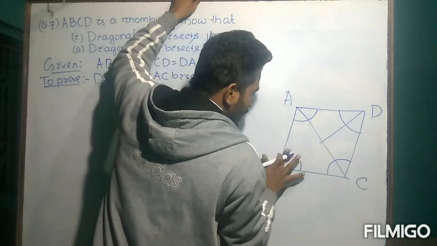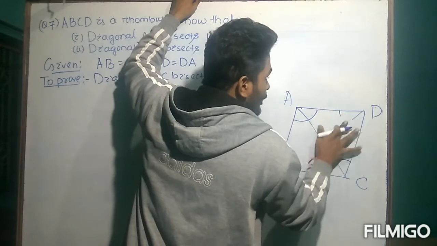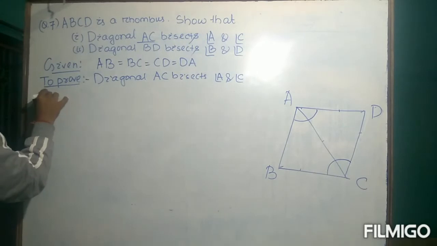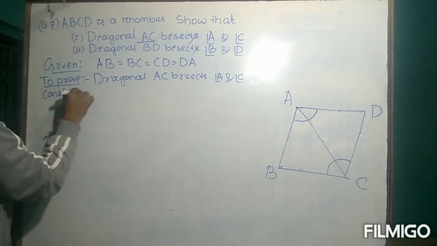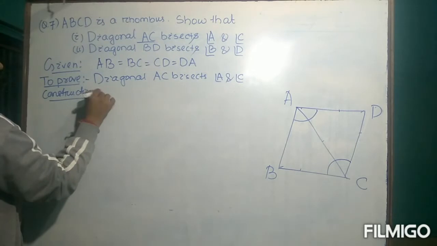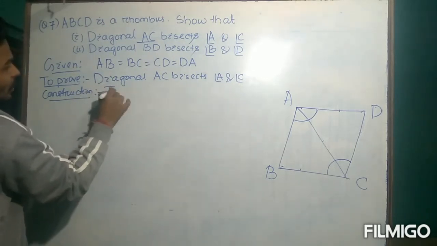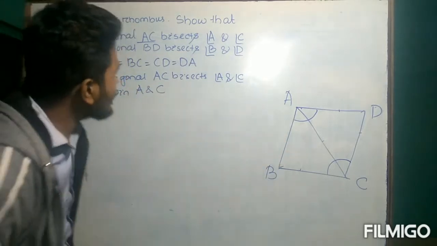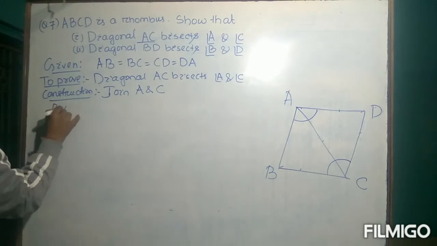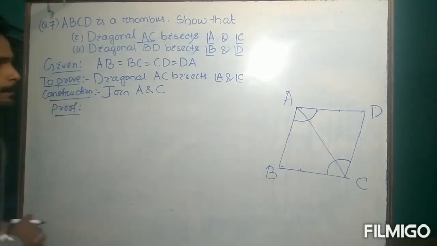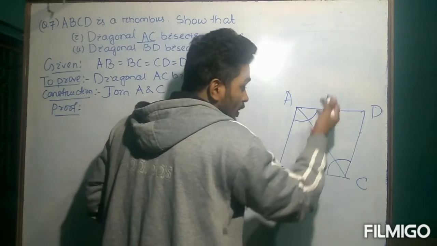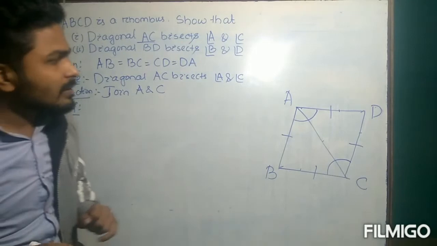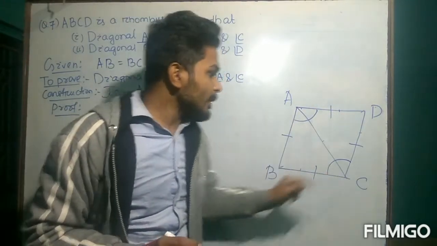So let us erase the diagonal BD. Construction: what have we constructed? We have joined A and C so that a diagonal AC is formed. Now let us prove. Since it is a rhombus, all four sides are of equal length. We know it. Now let us consider the triangle ADC.